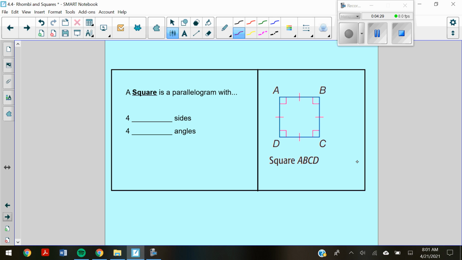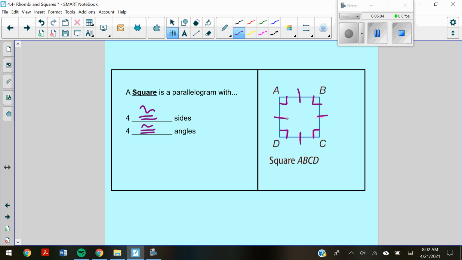Okay, so then let's chat about squares. Squares are also a parallelogram, so it follows all those rules on the front side, but it has 4 congruent sides and 4 congruent angles. Those congruent angles are our 90-degree angles here, and all 4 sides are the same. So really, a square is a rhombus because it has 4 congruent sides, but it's got 90-degree angles, so it stands straight up and down.